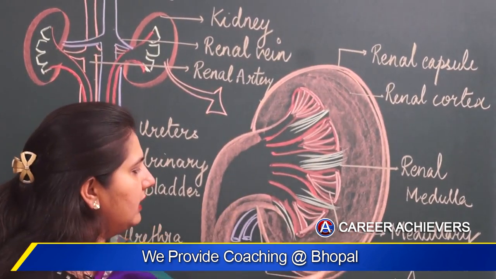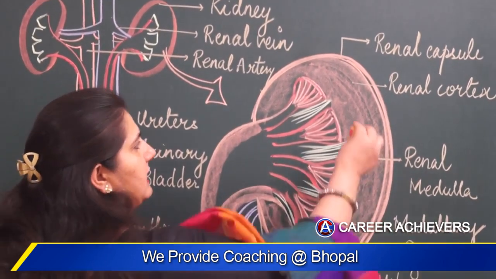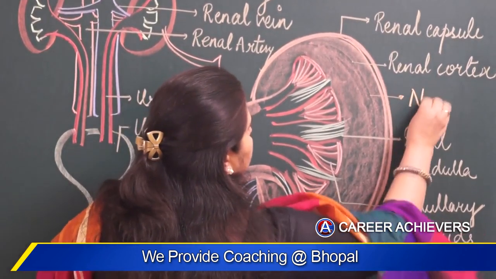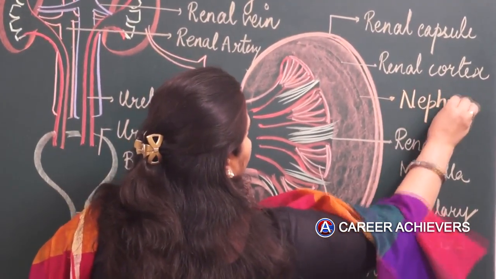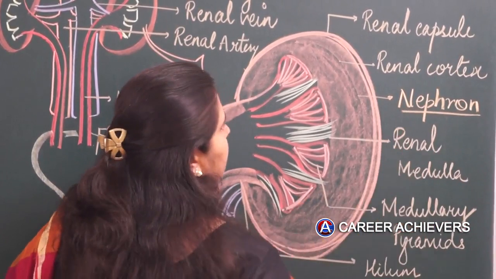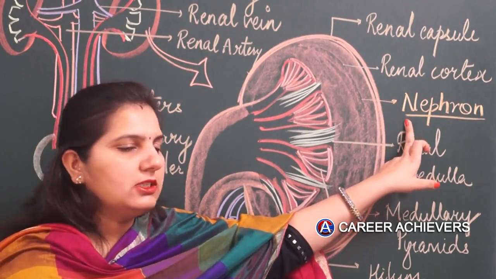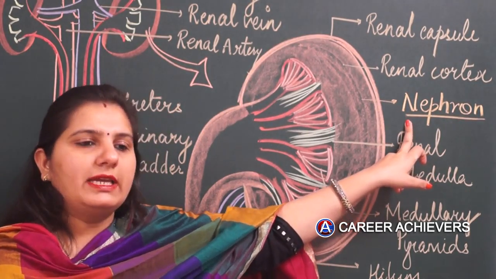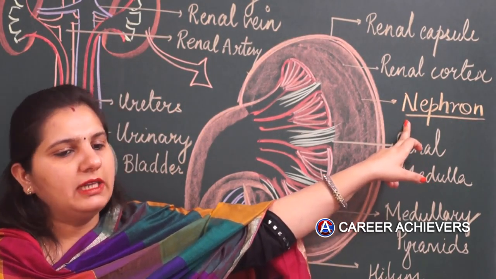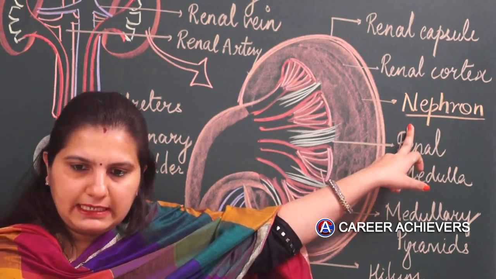Here the structural and functional unit of the kidney is present, which we call the nephron. Now I can say the kidney is the filtration unit. The kidney filters blood and removes the toxic waste. So how is that blood filtered? That is through the structures called nephrons. So I can say the nephron is the structural and functional unit of the kidney.